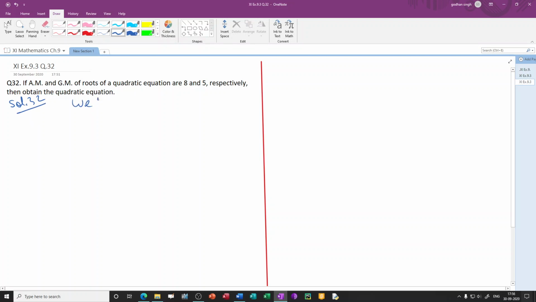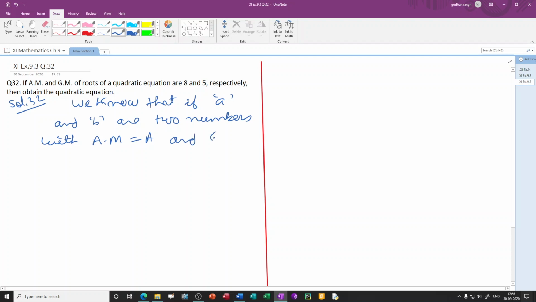we know that if A and B are two numbers with arithmetic mean equal to A and geometric mean equal to G, then A plus minus square root of (A plus G) into (A minus G) is equal to the two numbers, that is a and b. So this is the result that will apply in question number 32.